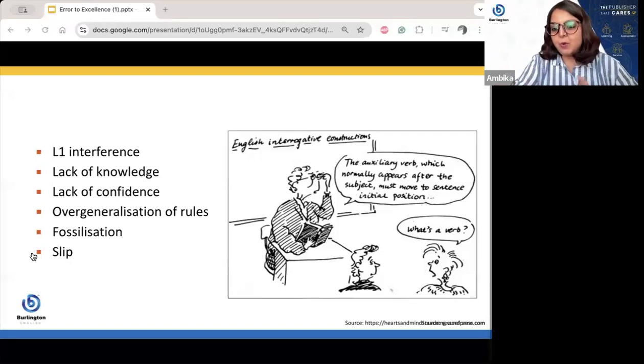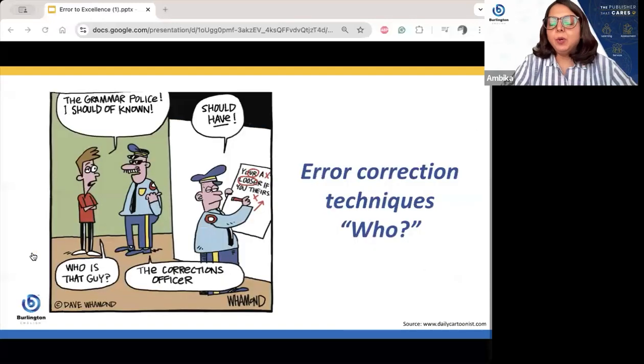And now, going in further, how we are going to approach it as who corrects the errors. So tell me, in your class, who corrects the errors? Who is the person who is, let's say, the grammar police?